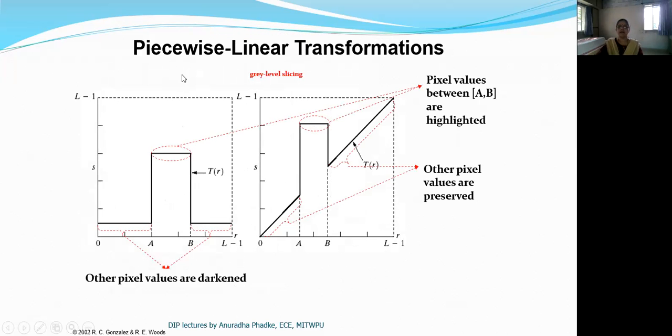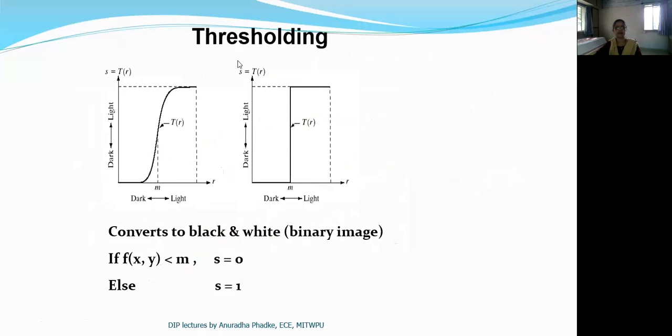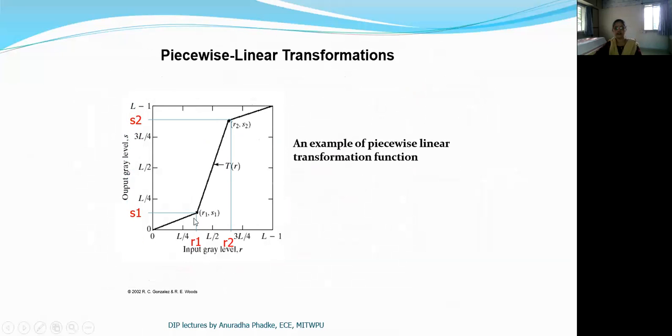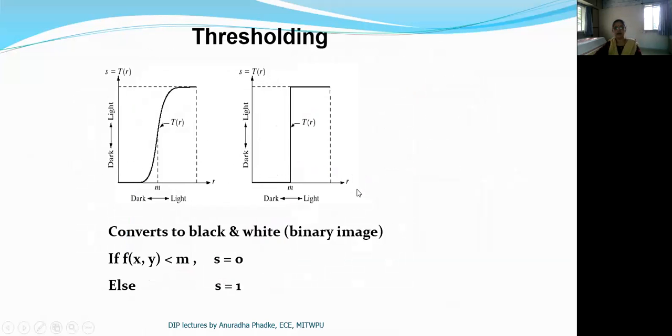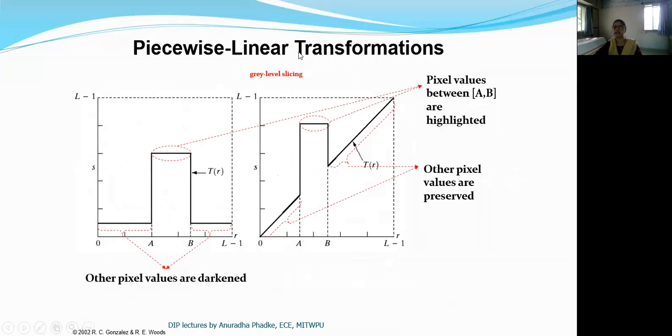Okay, now let us have a look at a few other piecewise linear transformations. We studied contrast stretching, which is also an example of piecewise linear transformation because we used a piecewise linear curve for contrast stretching. Now let us look at a few other piecewise linear transformations. The next one is gray level slicing.